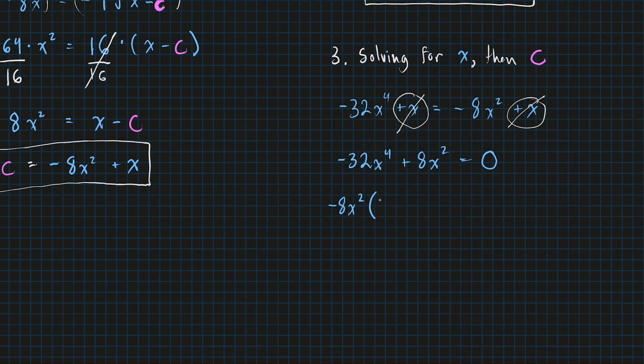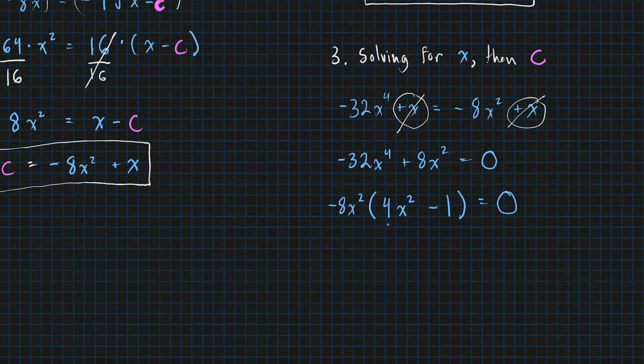I will get positive 4 times x squared. Notice if you multiply it back, negative 8 times 4 is negative 32. X squared times x squared is x to the 4. Now here, if I divide this term by negative 8x squared, I just get negative 1. And it works if you multiply it back. And of course that's equal to 0.